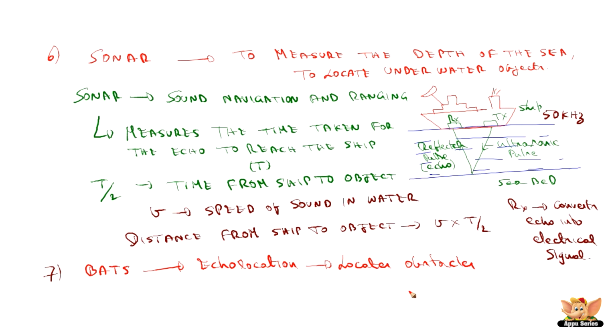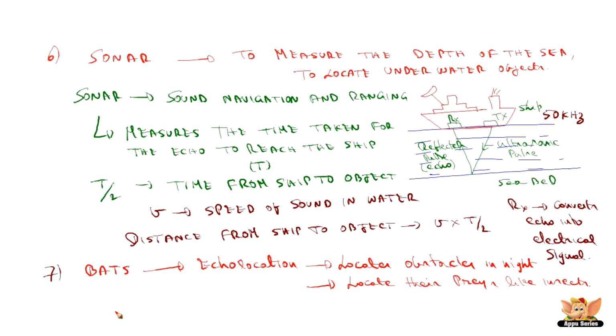They also use this to locate their prey, that is insects, for example. Their squeaks will hit the prey and they will hear the echo and they will judge the range, the distance at which the prey is, and then they will go and kill them. So echolocation is used to locate obstacles at night, because night is the time they can't see, and also to locate their prey like insects.